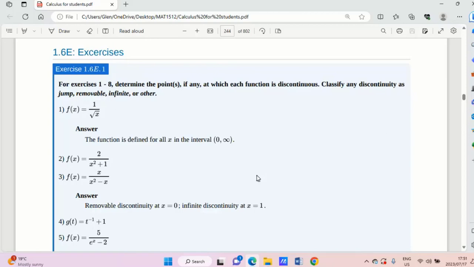So when it's 0 over 0, it is a removable discontinuity. Whenever we have that form, 0 over 0, it's removable. And then when it's 1 over 0, it's infinite.